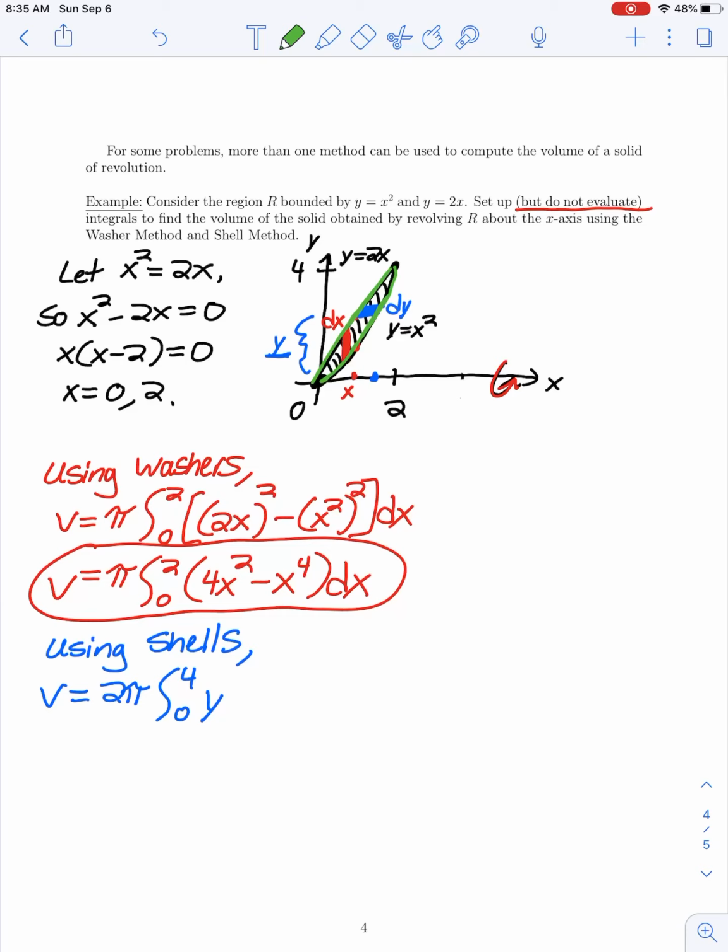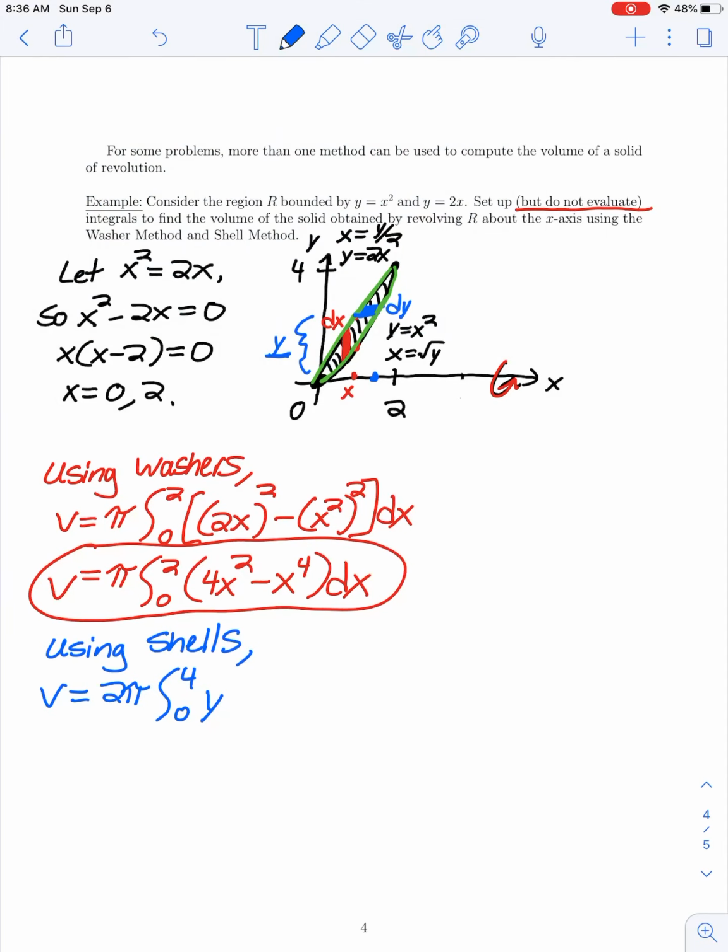But if we're integrating with respect to y, we need the equations for those two curves to be functions of y instead of x. So let's look at the equations for those two curves and solve for x. For our parabola, we had y equals x squared, or equivalently, x is the square root of y. And for the line y equals 2x, we have x is equal to y over 2.